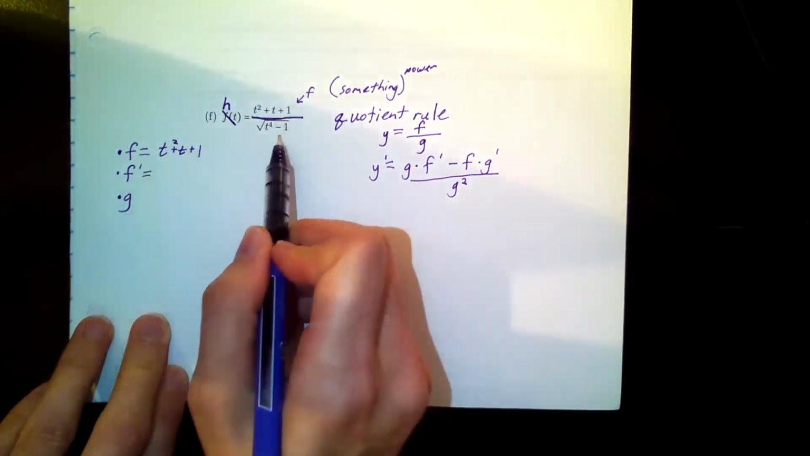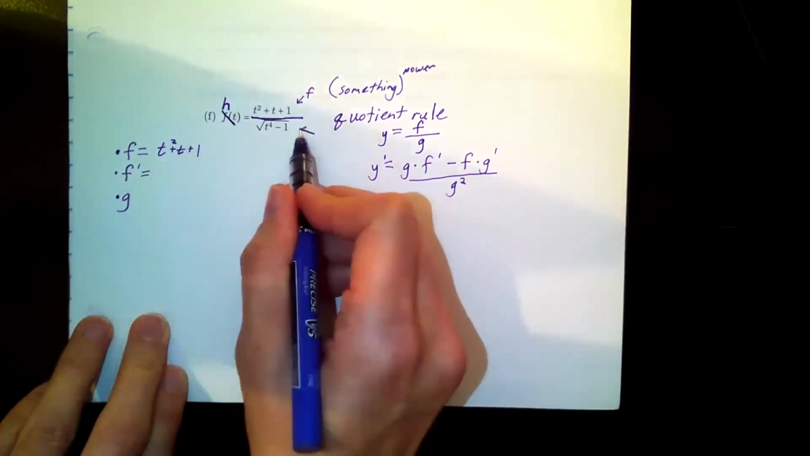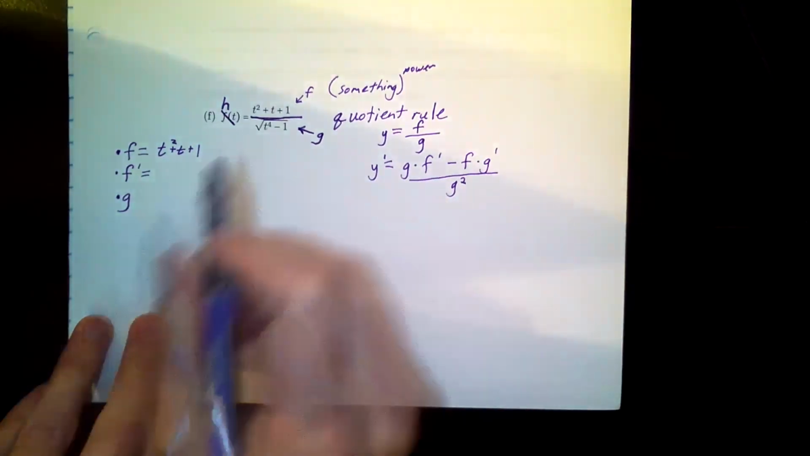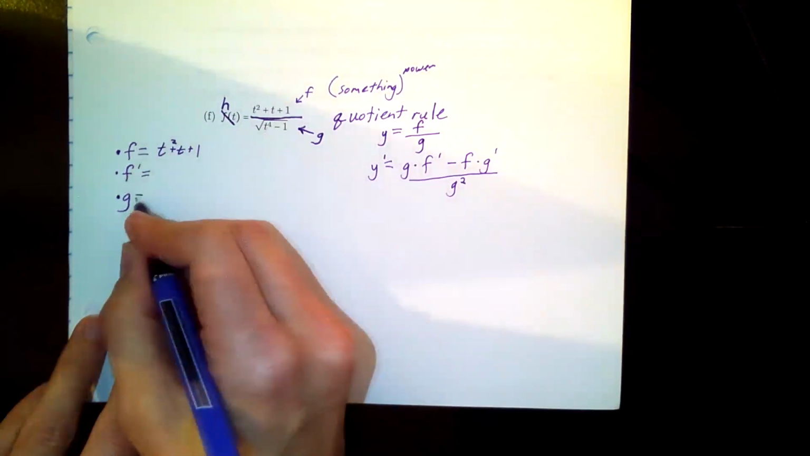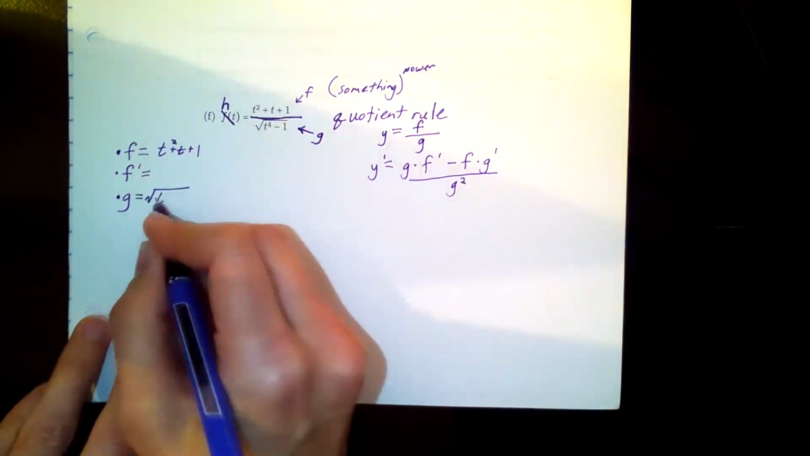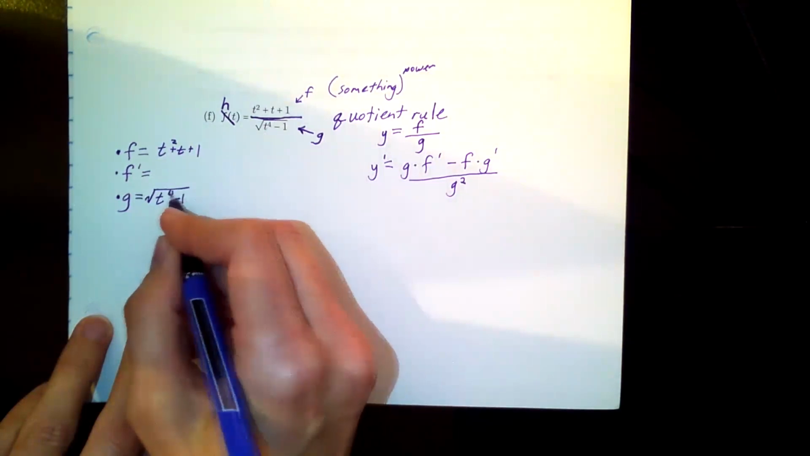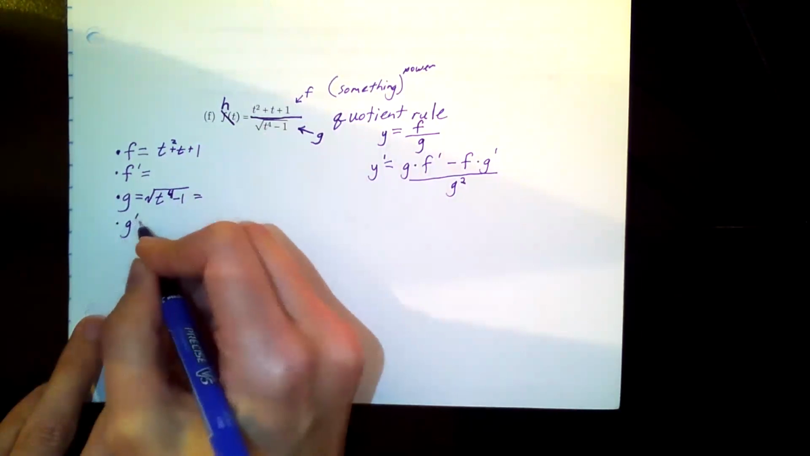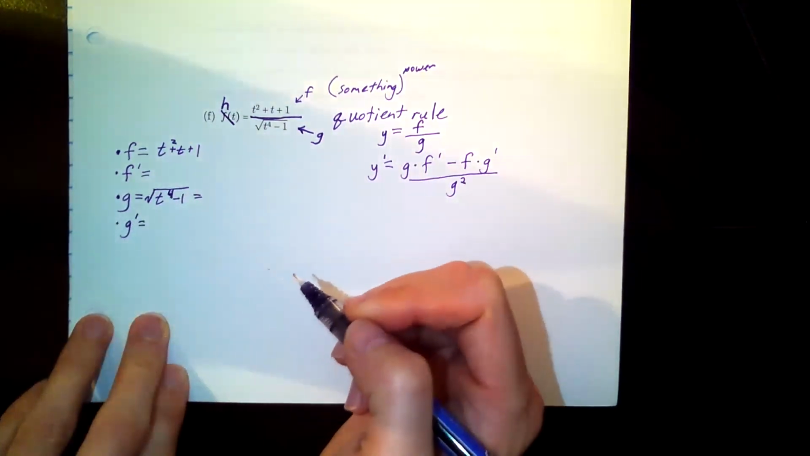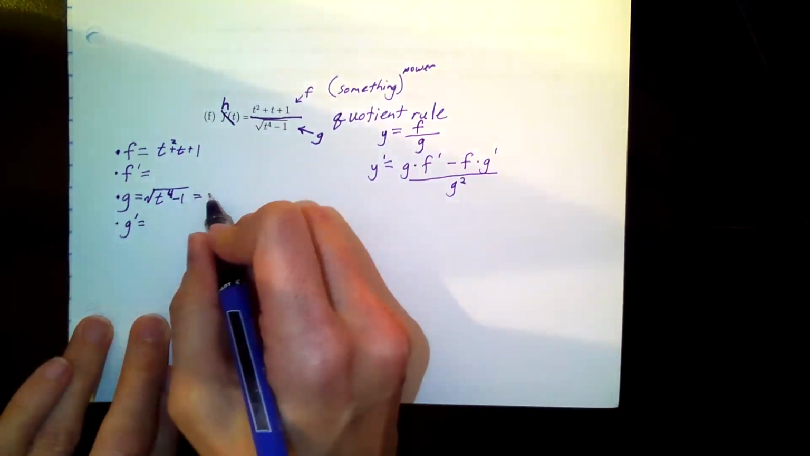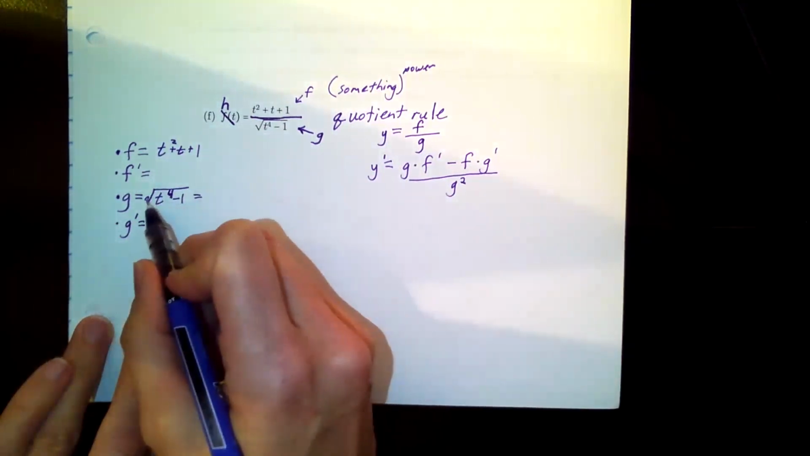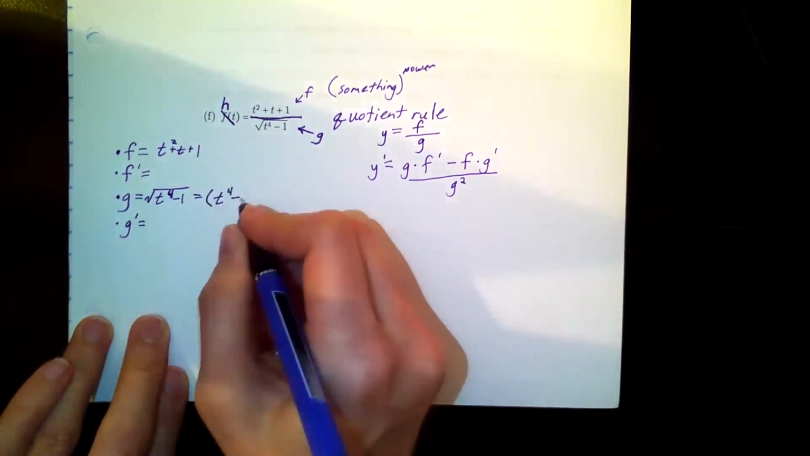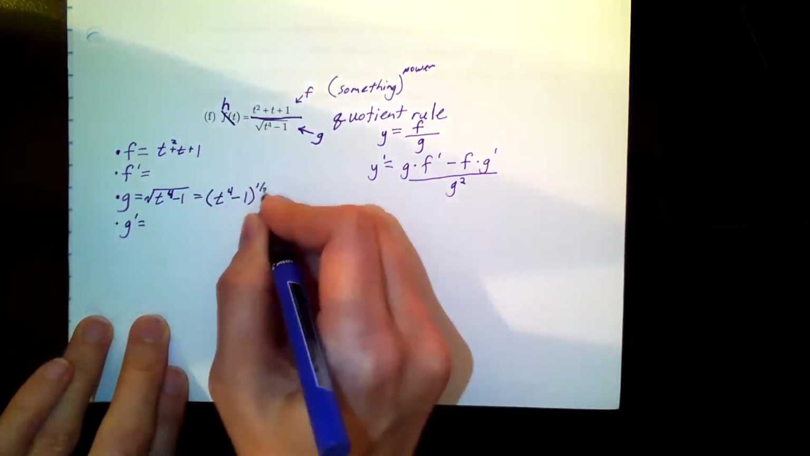What is g? G is always, in your quotient rule, going to be the denominator of the fraction, and that includes the square root in this case. So g is the square root of t to the 4th minus 1, which, as part of my list, I'm going to have to take the derivative of. So it would be best to go ahead and rewrite g in a more derivative-friendly format, which is to say, make the square root look like its power equivalent. It's t to the 4th minus 1, to the 1/2 power.